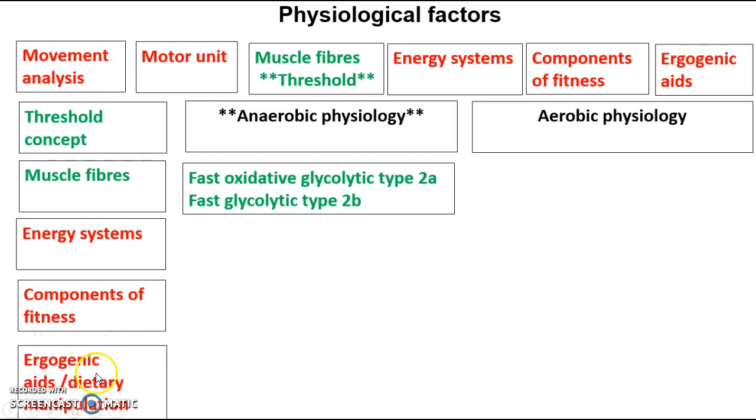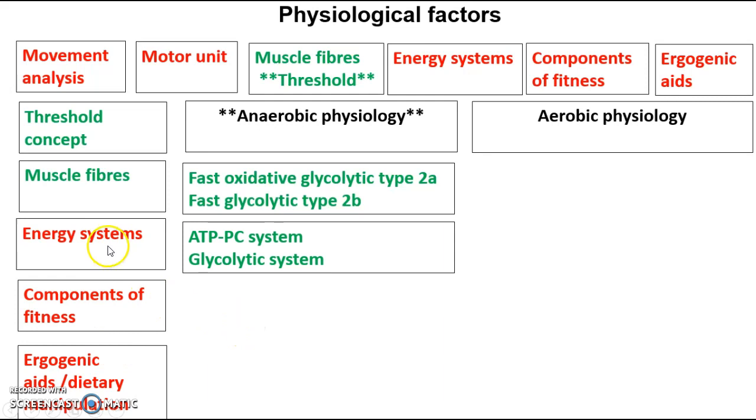High intensity, sprinters, rugby tackles, weightlifting. We'll be looking at how our knowledge of these things applies just to anaerobic physiology. So, for example, we're going to be looking at two energy systems, ATP-PC and glycolytic. Today's focus is going to be this.